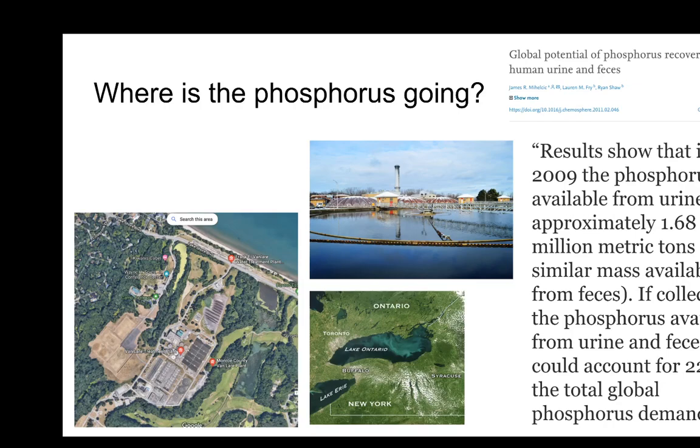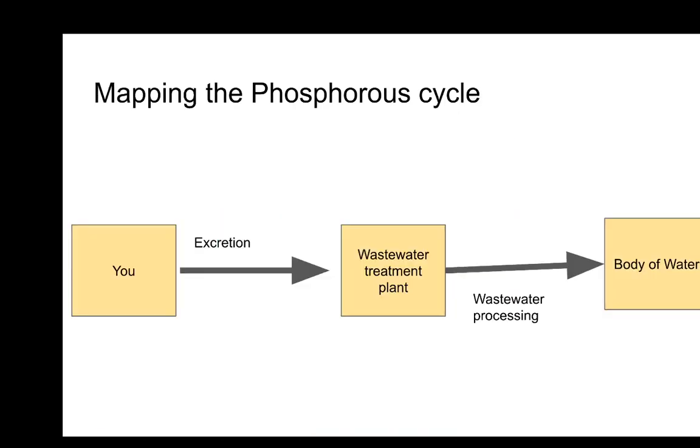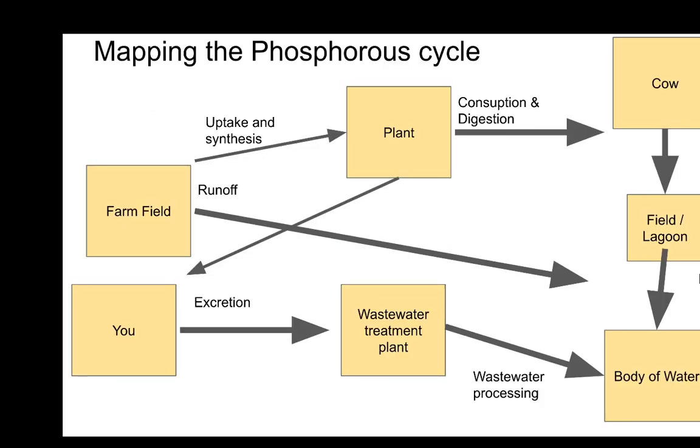I bring up the statistics because people are starting to think about what a circular economy of phosphorus would look like, right? And so here's a little map of sources and sinks. You excrete, it goes to the wastewater treatment plant, the wastewater is processed, and then the phosphorus moves into a body of water. And this model incorporates some of the agricultural inputs and outputs.